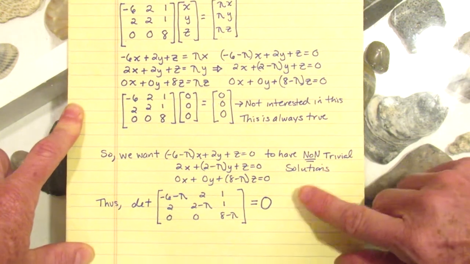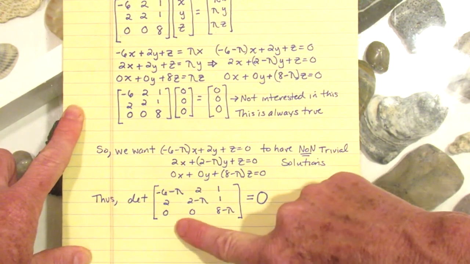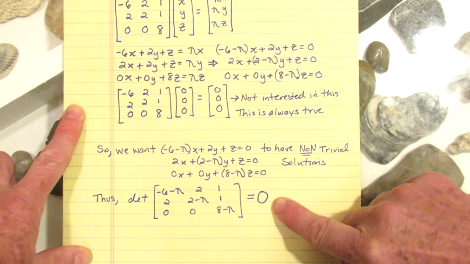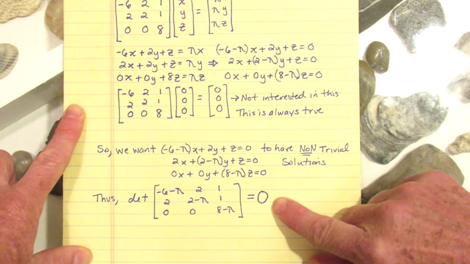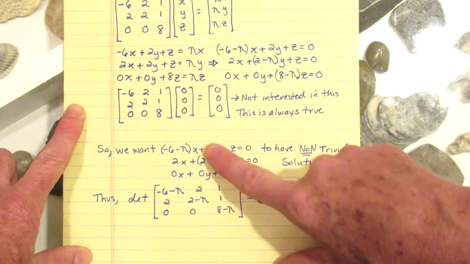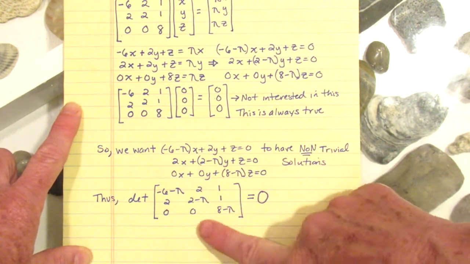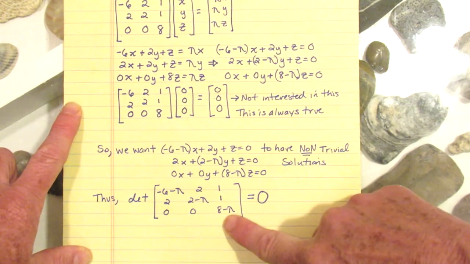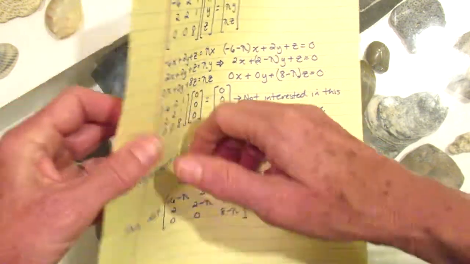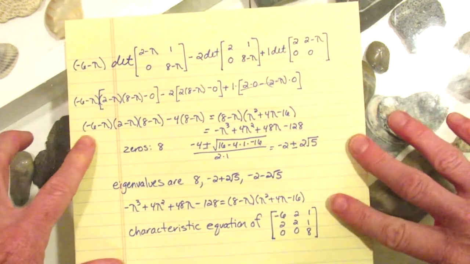So if there's a non-trivial solution, then the determinant of the system has to equal 0. Remember, if it equaled a non-zero number, that means that there's a unique solution, and that unique solution would have to be the trivial solution, 0, 0, 0. So we want any values that make this determinant specifically equal to 0. That equation is called the characteristic equation.